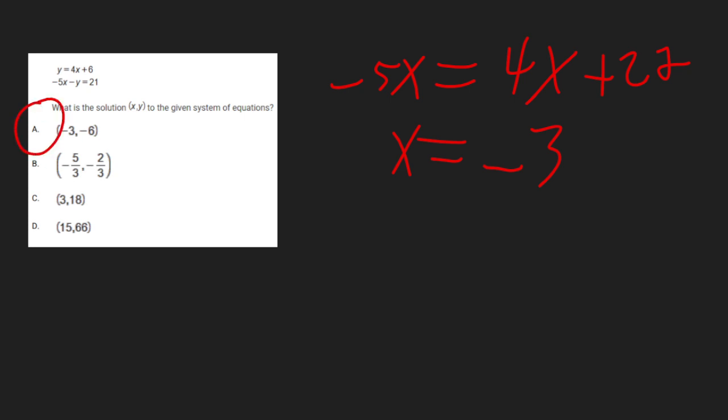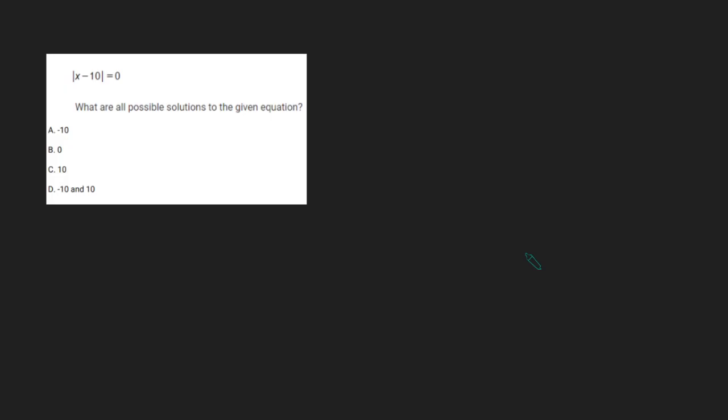What is the solution (x, y) to the given system of equations? Well, solving it, we can just add both together, so we get that -5 equals 4x plus 27, so x equals 3. Not x equals 3 actually. x equals -3, because -9x equals 27, so x equals -3. If x equals -3, then we only have one possible answer, which is A, so it has to be A. Moving on to the next question.